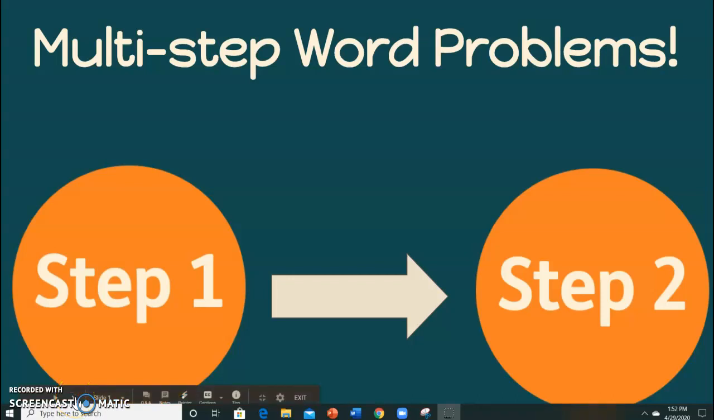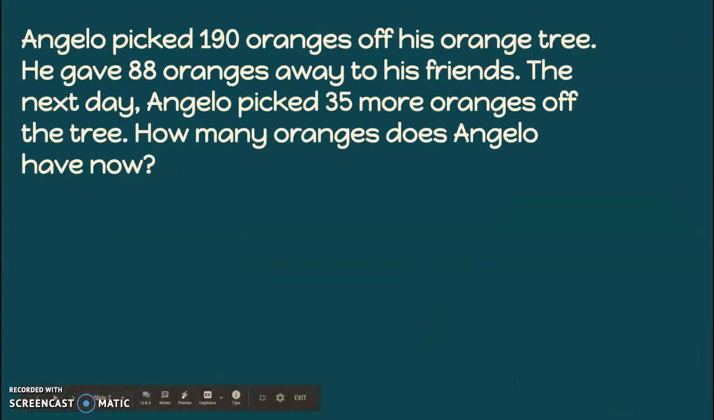Today we are going to look at a multi-step word problem and focus on how to break our word problem into 2 steps. Let's take a look at an example. Angelo picked 190 oranges off his orange tree. He gave 88 oranges away to his friends. The next day, Angelo picked 35 more oranges off the tree. How many oranges does Angelo have now?